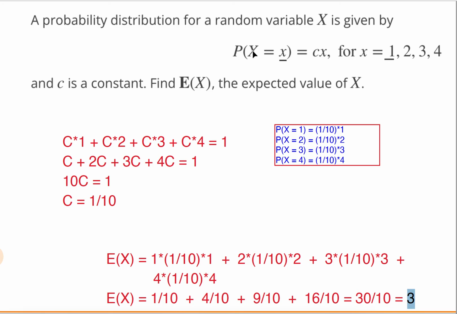So two things happen there. We need to know how to find C using the fact that all probabilities have to add up to 1, like I did here. Probability of the first plus probability of the second plus probability of the third. That's how we solve for C. And then we need to know what an expected value is. An expected value is where you take the value of each x and multiply by its corresponding probability, which we get from this formula.